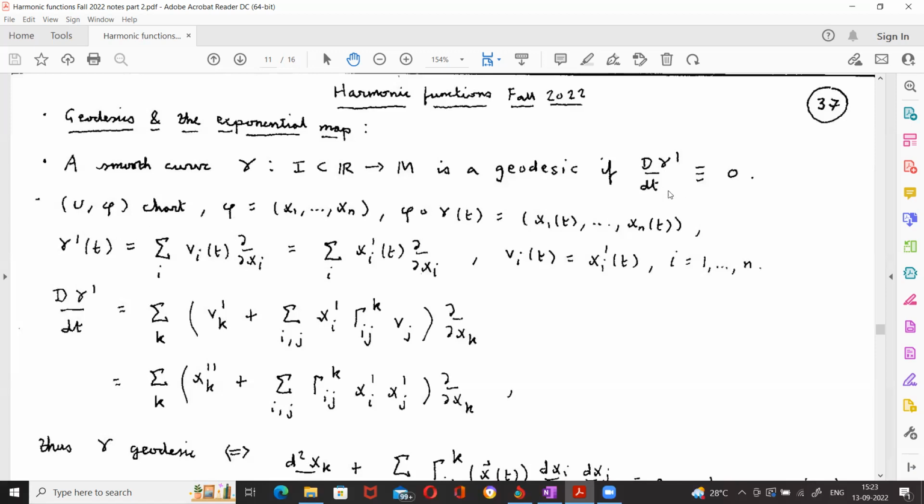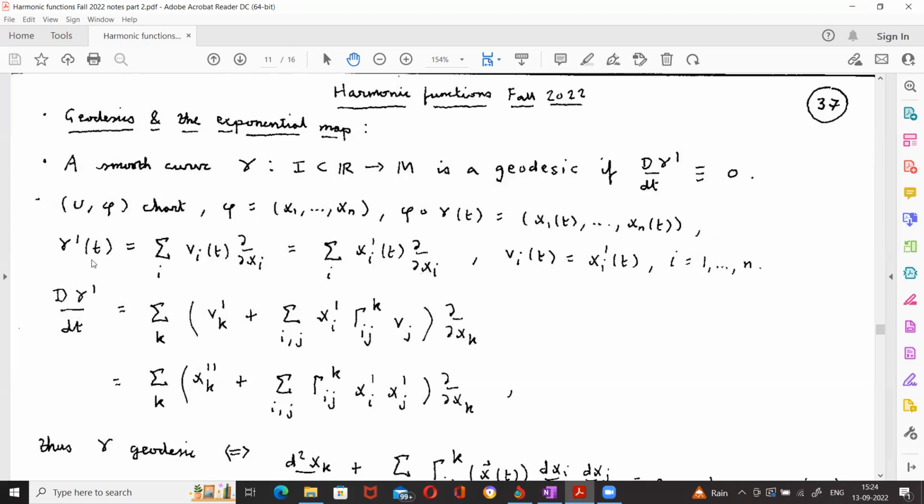So, what does this equation look like in local coordinates? Okay, d/dt of gamma prime is 0. So here, gamma prime, we're taking one derivative, and then d/dt, we're taking another derivative. So this should be a second order differential equation, right? Okay. So let's compute in a chart. So suppose U, phi is a chart, phi is given by coordinates x1 to xn. And suppose our curve gamma composed with the chart phi is a curve in Rn with coordinates x1(t) to xn(t).